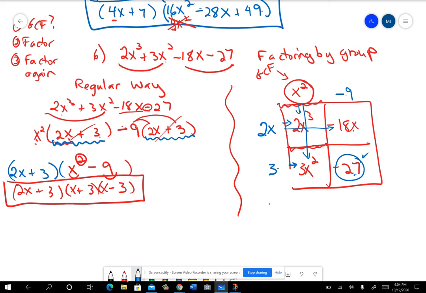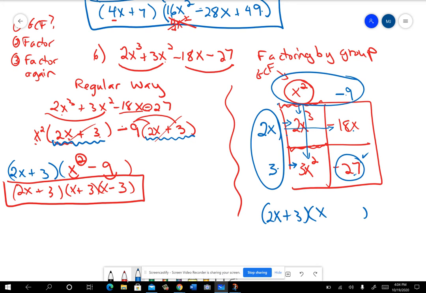And then if you're using the box method, the answer comes from taking what's on one side, putting it in a set of parentheses, and then taking what's on the other side and putting it in a set. It doesn't matter which of those were first. Okay.